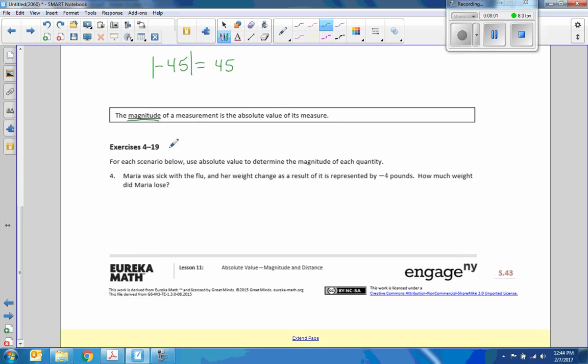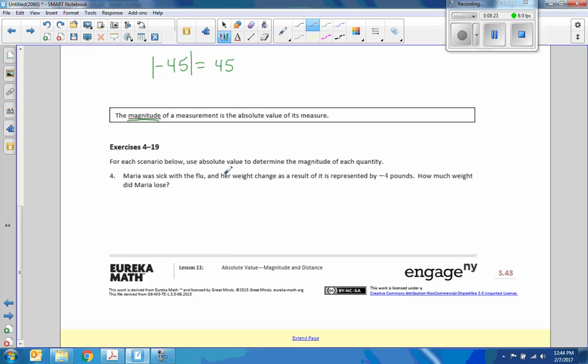Exercise 4 through 19. For each scenario below, use absolute value to determine the magnitude of each quantity. And I will give you some time to do these, so pause the video, try them, come back and see how you did. Okay, so let's see how we did here. For each scenario below, use the absolute value to determine the magnitude of each quantity.